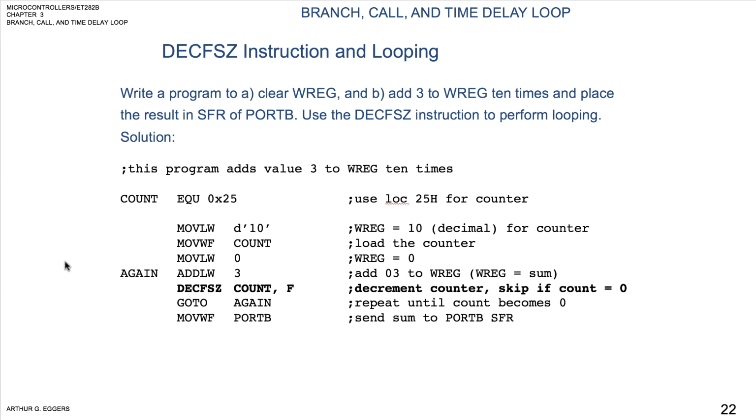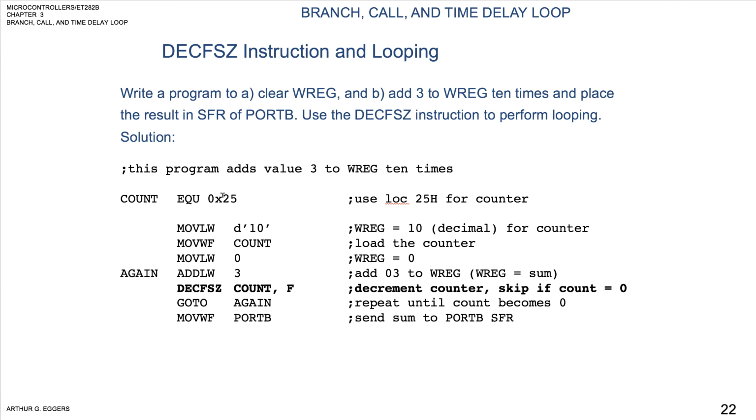Notice that we use DECFSZ count, F and not DECFSZ count, W, because we want the count value to change with the next iteration. We will never get out of the loop if we were to use the other, DECFSZ count comma W, because count equal to 9 and the decremented value would be placed in the working register.